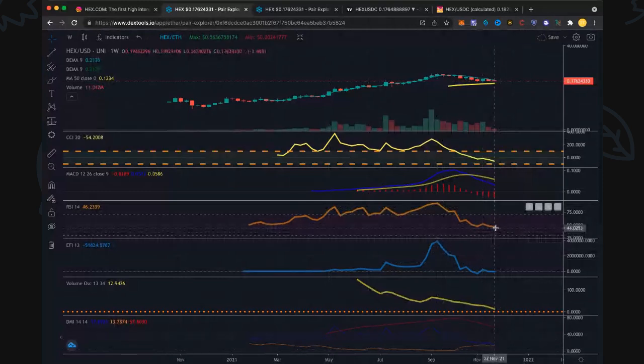The weekly RSI is currently at 45. And then, of course, we've got the DMI down the bottom here. Sellers are more than buyers, which is obvious there, so we want that to reverse around. All right, that is the weekly.